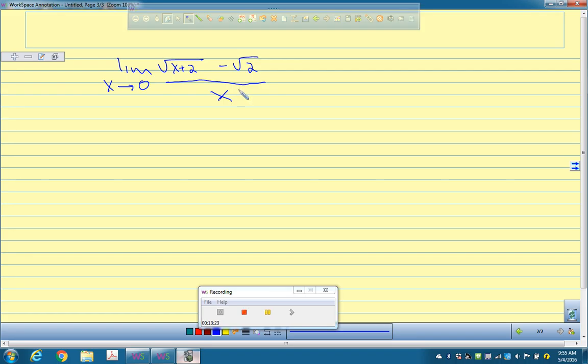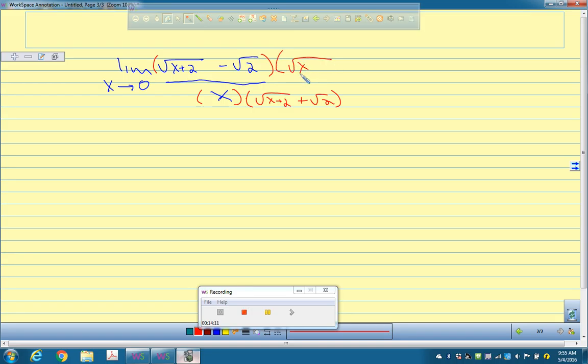Multiply by the conjugate. Very good. If you see something like this with a couple of weird square roots, what you should probably do is multiply the top and the bottom by the conjugate of the top, which is square root of x plus 2 plus the square root of 2. And I'm going to do that on the top as well.